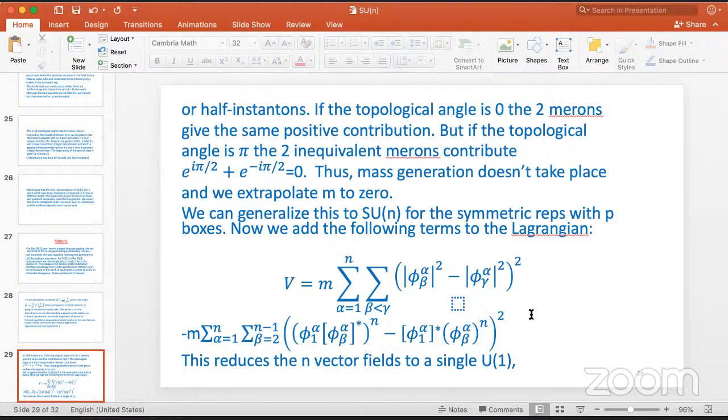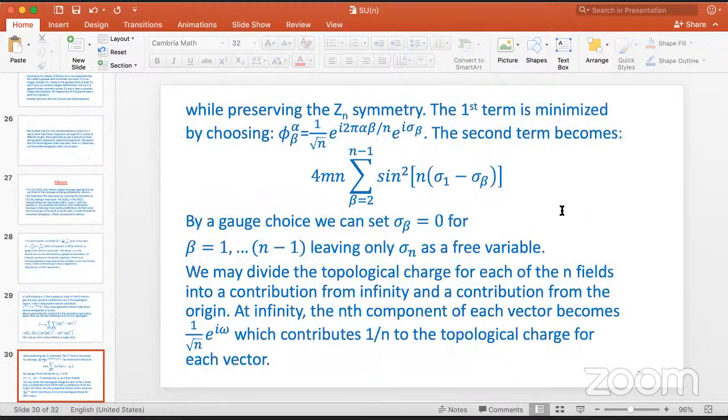This reduces the n vector field to a single U(1) while preserving the Z_n symmetry. The first term is minimized by choosing phi alpha beta to be e to the i sigma alpha over e to the i sigma beta. And the second term becomes 4mn sum over beta sine squared of n times (sigma 1 minus sigma beta). By a gauge choice, we can set sigma beta to 0. That leaves only sigma n as the free variables.